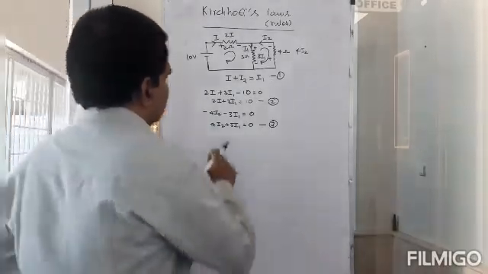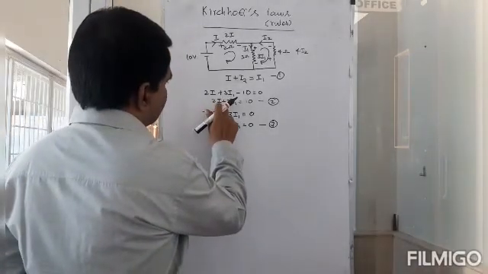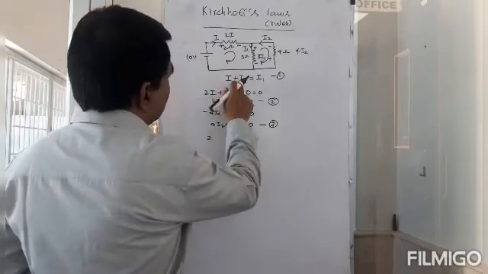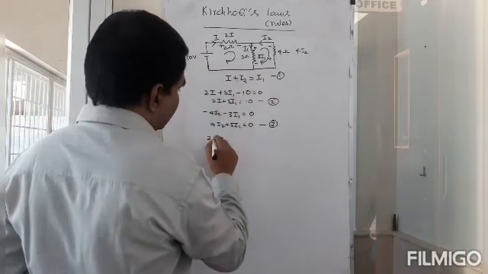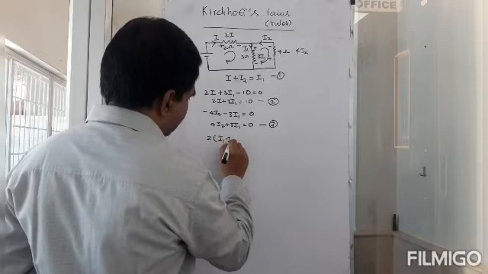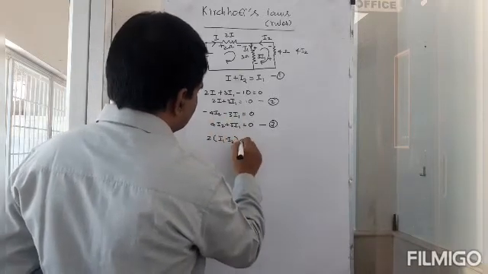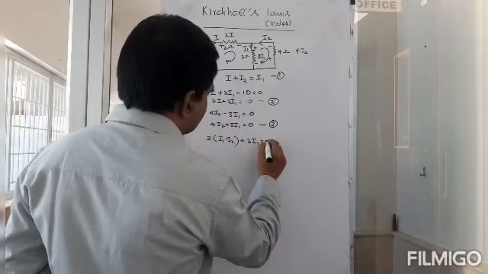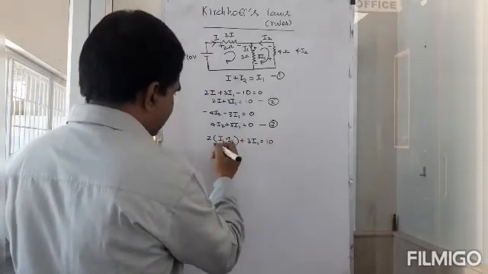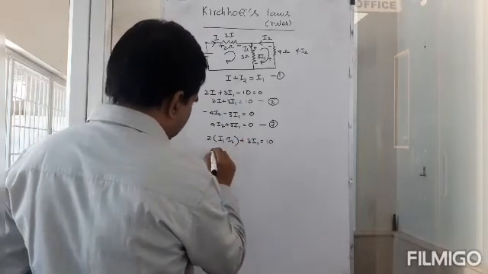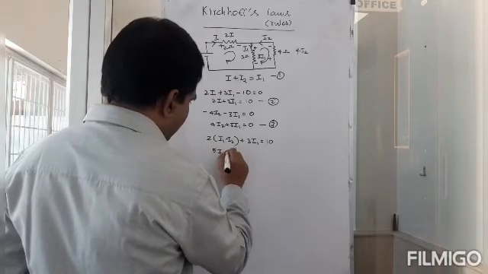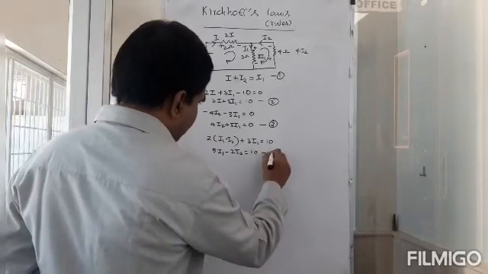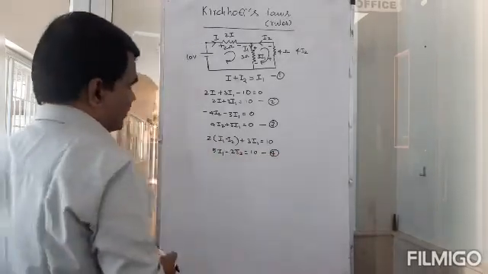Now I need to solve. So what I got here? I got 2i plus 3i1. Okay? So what is I? I can say I as I1 minus I2 right here. It's going to be I1 minus I2, plus 3i1 equals 10. So what does it give me? 2i1 plus 3i1, that will become 5i1, but now minus 2i2 equals 10. That's my equation 4 from here.